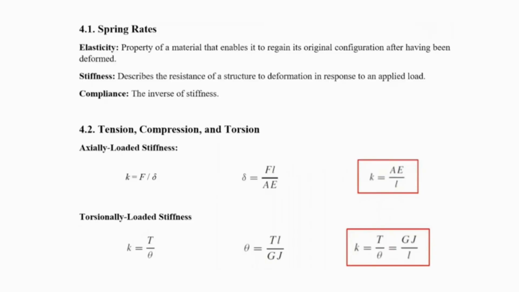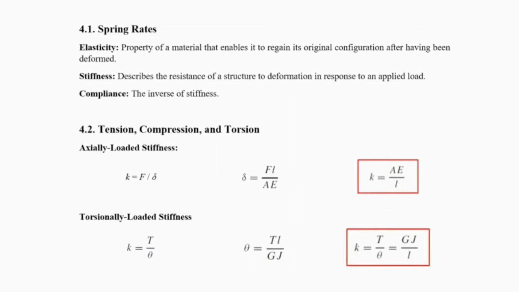And the inverse of the stiffness is known as the compliance. Compliance is a measure of a structure's softness. The softness of a structure can be represented by the compliance. And in solid mechanics, we have studied the deflection due to an axial load and also the angular displacement due to an applied torque.